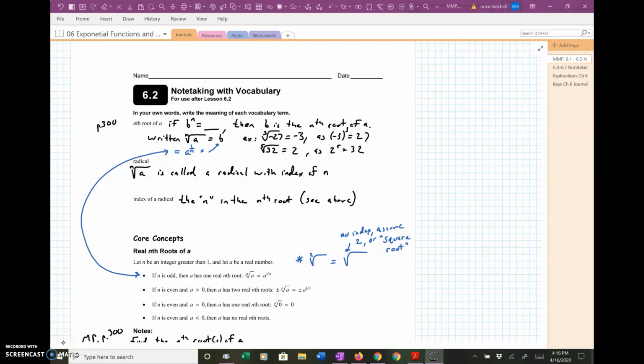Aloha, welcome to 10 Minutes on 6.2, Radicals and Rational Exponents. Rational means fractions, so we're going to have fractions in the exponents in here.